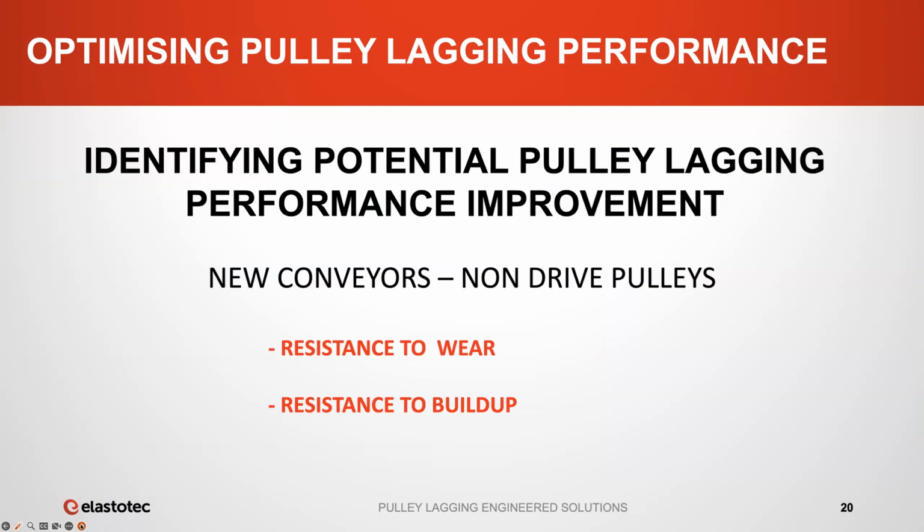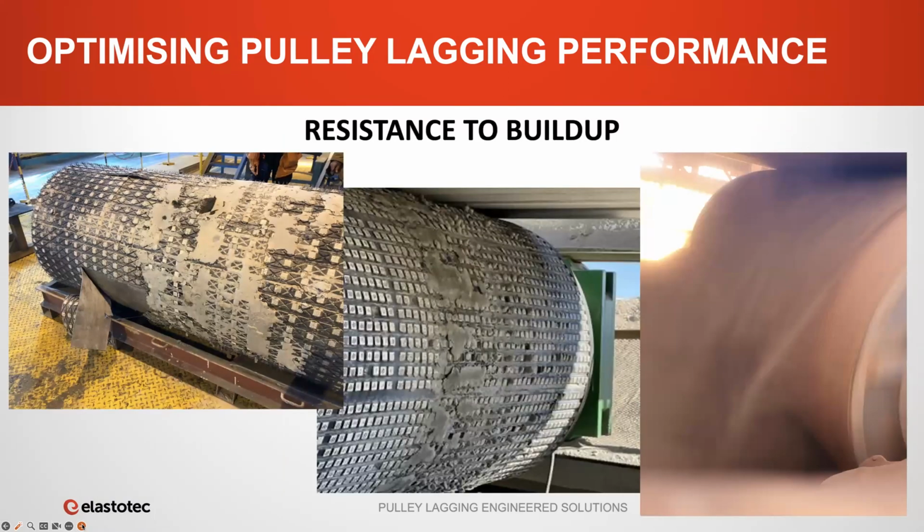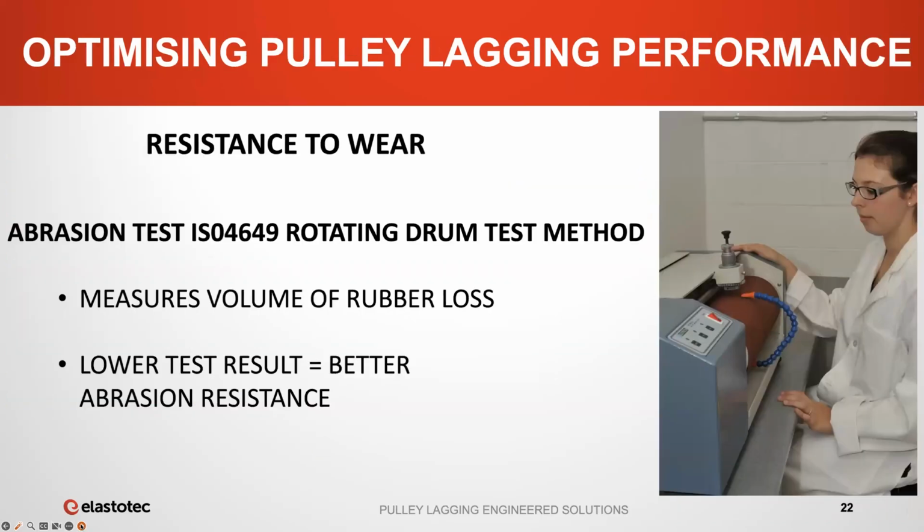The second criteria for lagging performance on non-drive pulleys is resistance to build-up. And this is particularly important for pulleys that are contacting the dirty side of the belt. These photos show several pulleys all contacting the dirty side of the belt and having to deal with the challenge of build-up. Photo on the right, it's pretty tough operating conditions.